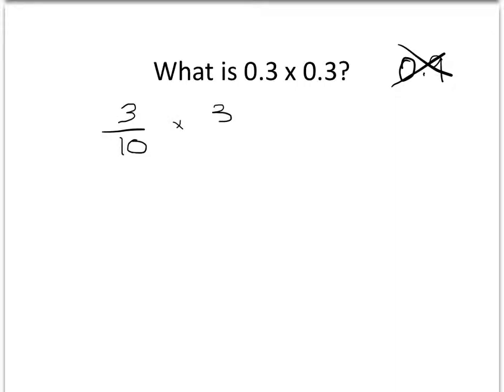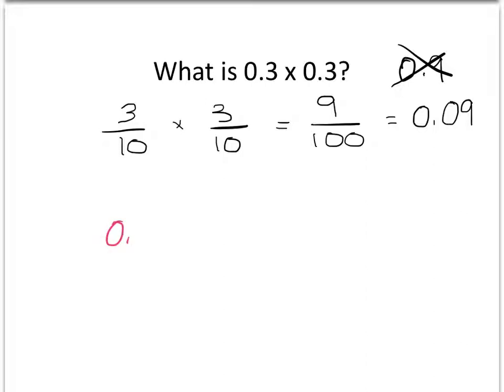So if I multiply 3/10 times 3/10, I know my answer has to be 3 times 3 gives me 9 as a numerator, and 10 times 10 gives me 100 in the denominator. So that gives me 9/100ths. Well, 9/100ths as a decimal is actually 0.09, so I need 9 in the hundredths column. So that means that the answer to 0.3 times 0.3 is 0.09.